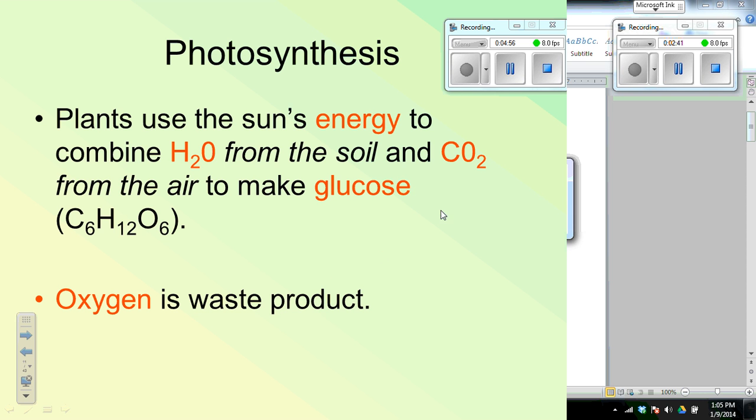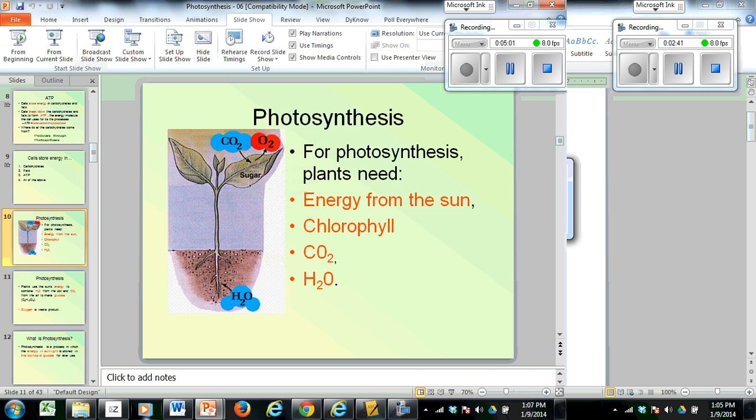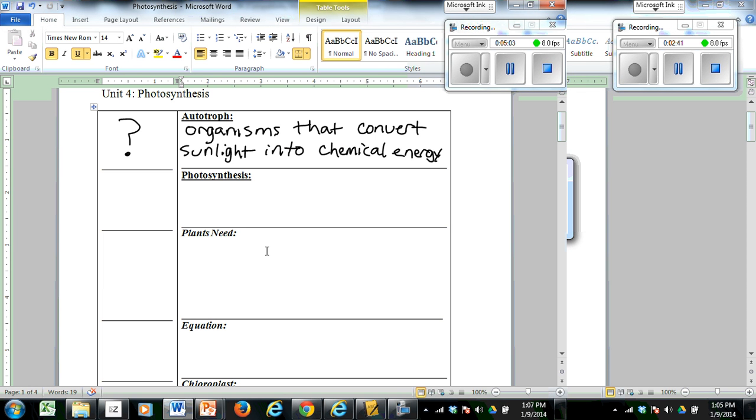Oxygen is the waste product, right? What I would prefer, because there's so many things you could put, What I would prefer that you have as a definition is the first word is a process. Photosynthesis is a chemical process, right? A process that converts light energy into glucose or chemical energy.